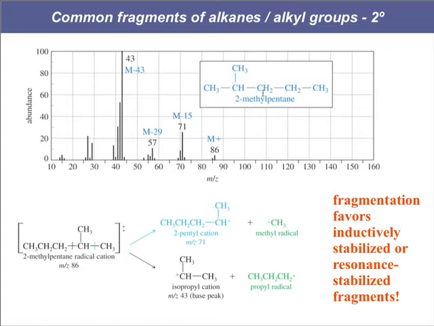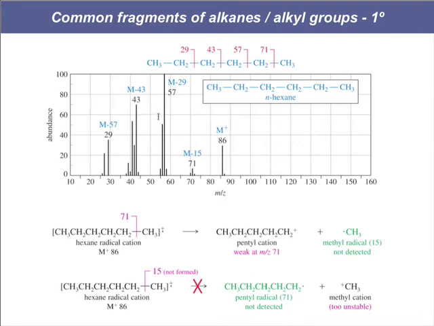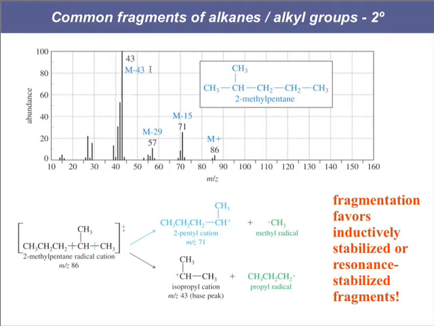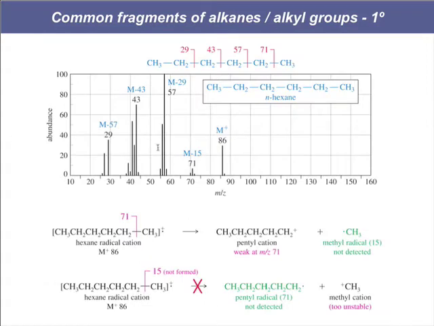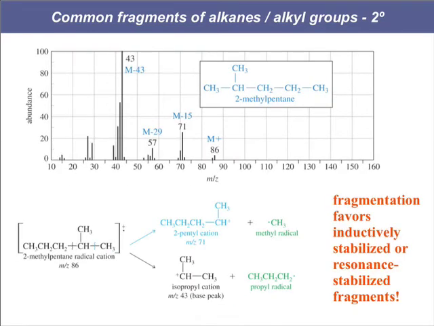Compare the abundance of 2-methylpentane's fragments to the abundance of hexane's fragments. With hexane, 57 was the base peak. With 2-methylpentane, 43 is the base peak, and 57 is quite rare. So think about why that is. Also notice that losing a methyl group is quite common for 2-methylpentane. 71 is quite abundant for 2-methylpentane, but 71 was not very abundant at all for hexane. And again, the reason for that has to do with how stable the cations are.